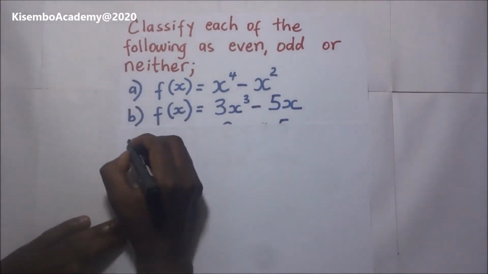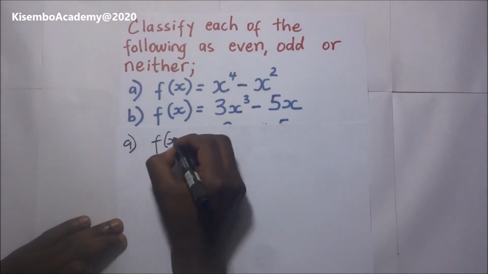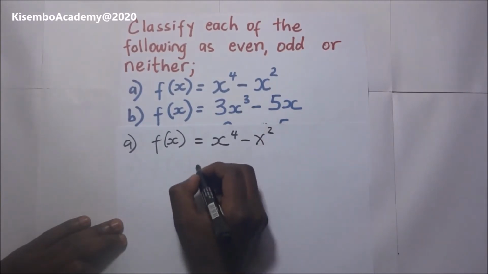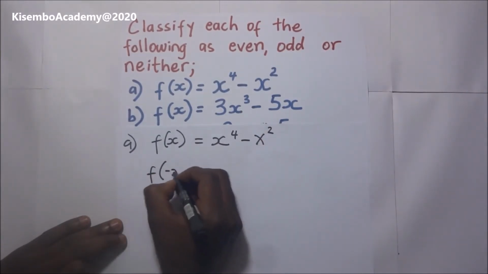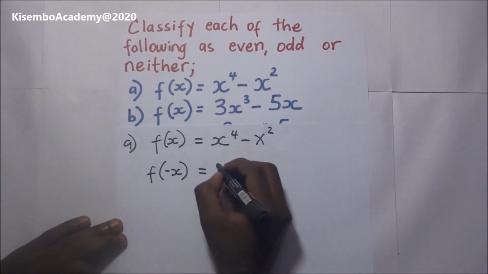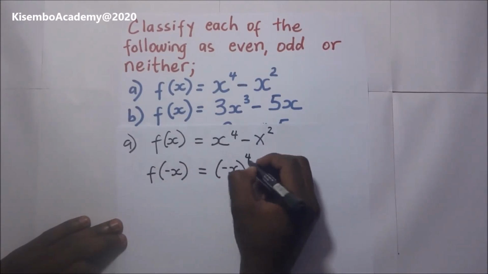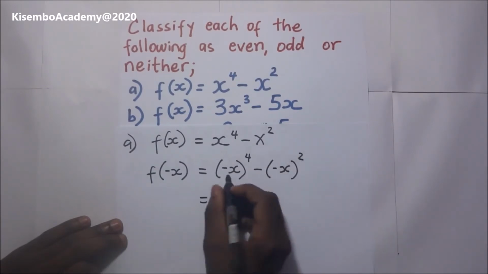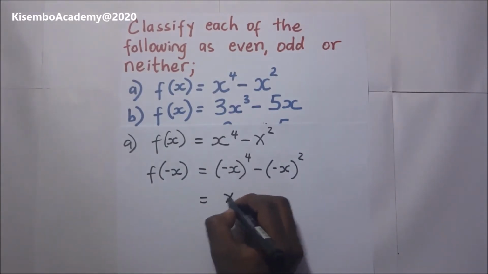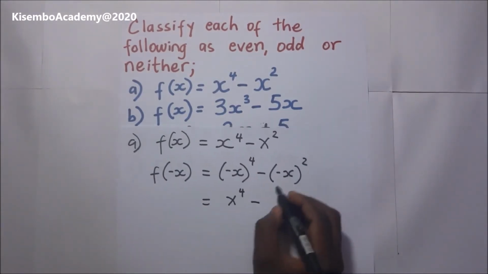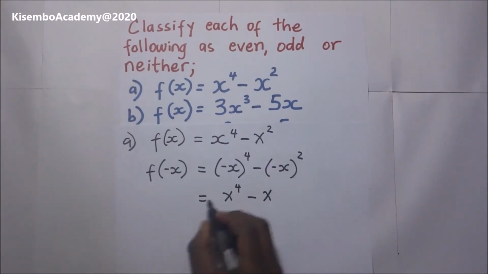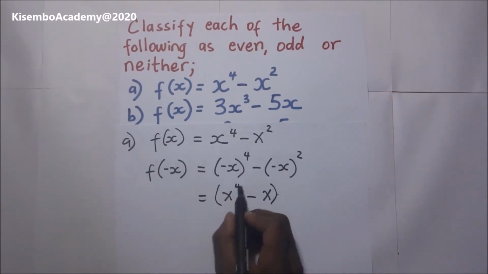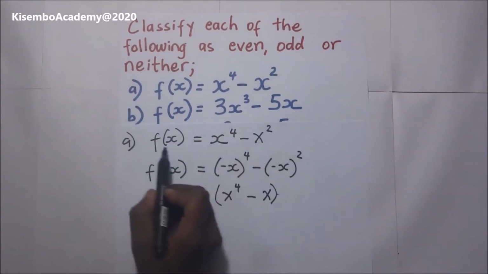We have our part A here, where f of x is giving us x to the power 4 minus x squared. So f of negative x means it's going to give us negative x to the power 4 minus negative x to the power 2. And of course, negative x to the power 4 is still going to give us x to the power 4, minus negative x to the power 2 is still giving us x squared. So you realize that when we plugged in a negative, it still gave us this x to the power 4 minus x squared, which is f of x.